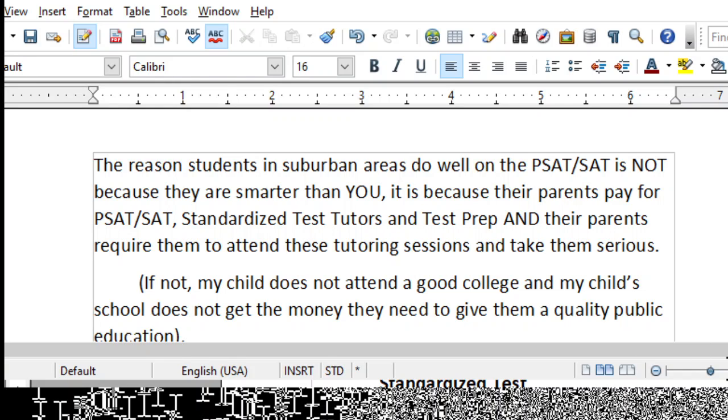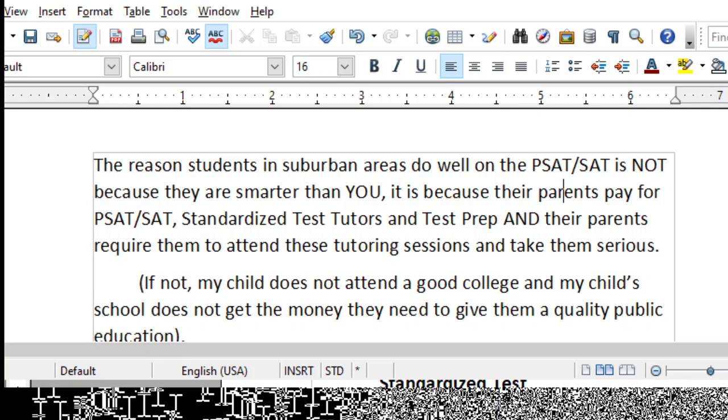And it's about the parents understanding that if their child does not do well on the PSAT or the SAT, whatever high school their child attends is not going to get the money they need in order for that child to have a quality education. So that is why, when you look at the research, and the research is saying that students in suburban areas do better on the PSAT and the SAT, well, that's why they do better. It has nothing to do with the fact that they're smarter than you.